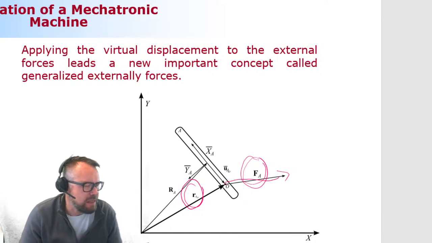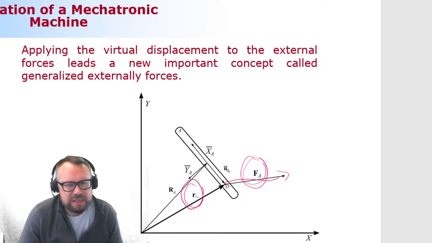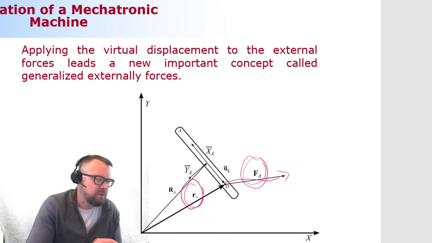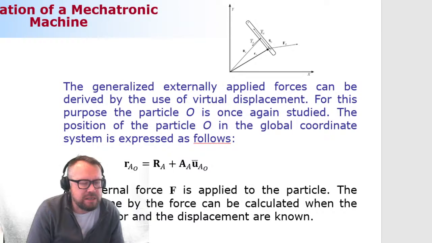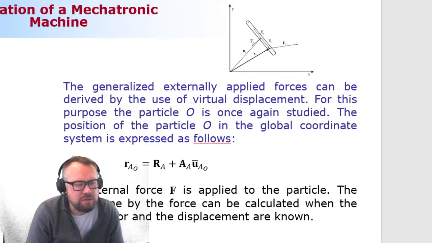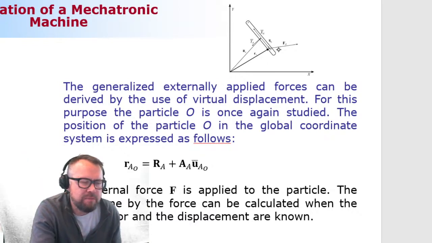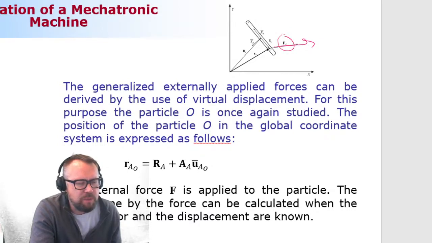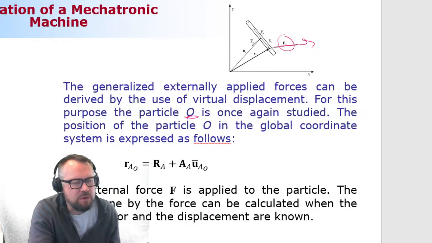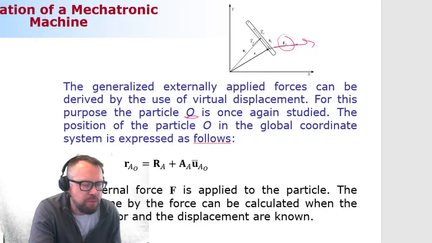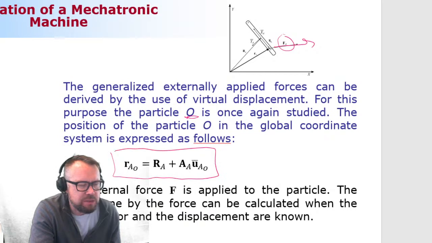Let me try to explain this in a more concrete way. I think the easiest way to make it happen is that we take a look at an example, this example that I'm about to introduce to you. All right, here's the setup. I have this beam-like body where the force is applying at a position or particle O. We can call that a position of O or particle O. This point where the force is applying can be expressed as it is shown here.